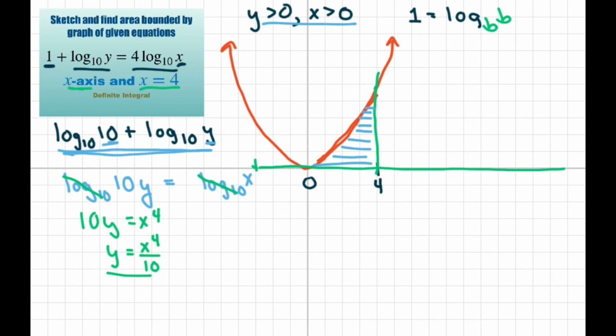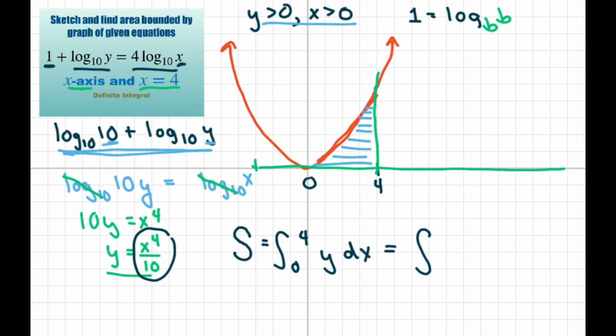Okay, so to set up the area, I'm going to write that as S. We're going to go from 0 to 4, and that's going to be y dx. But our y is 1/10 times x to the 4th. So I can rewrite this as the integral from 0 to 4 and substitute in my y, which is 1/10 x to the power of 4 dx. And then all we have to do is integrate that from 0 to 4.